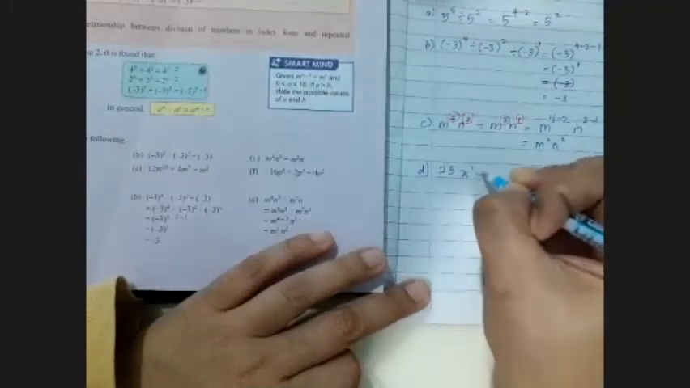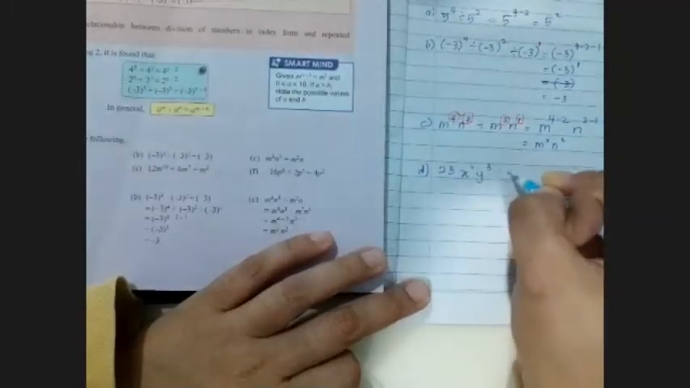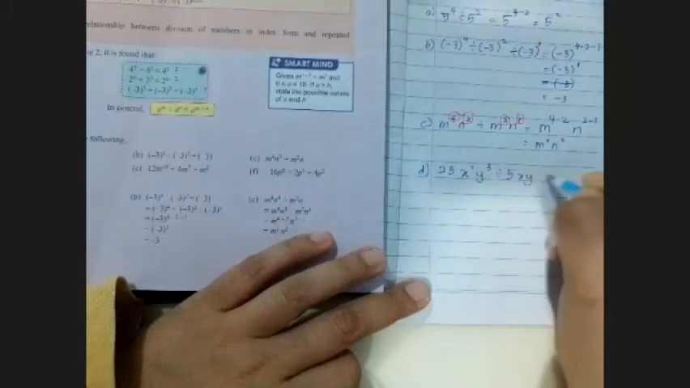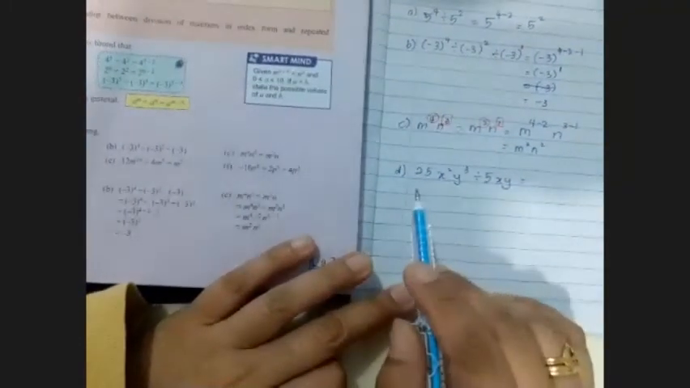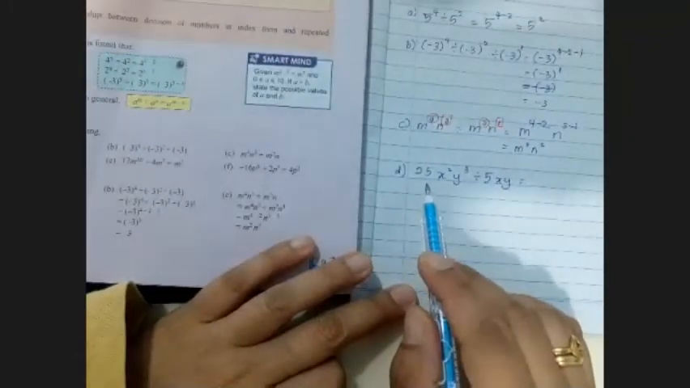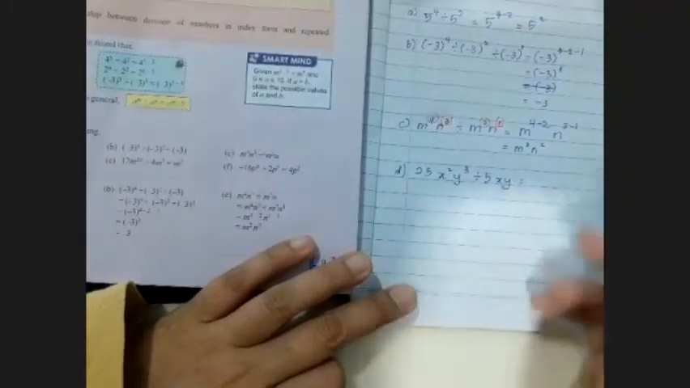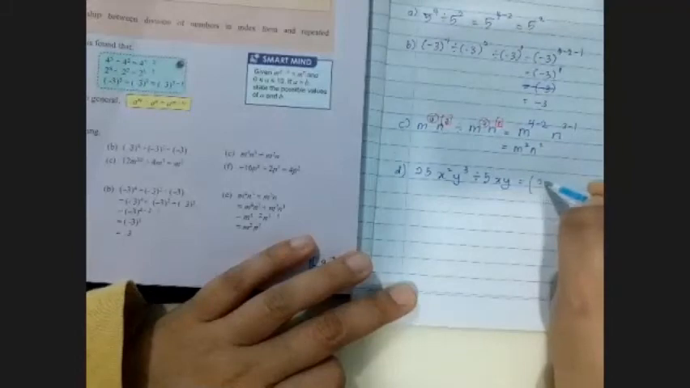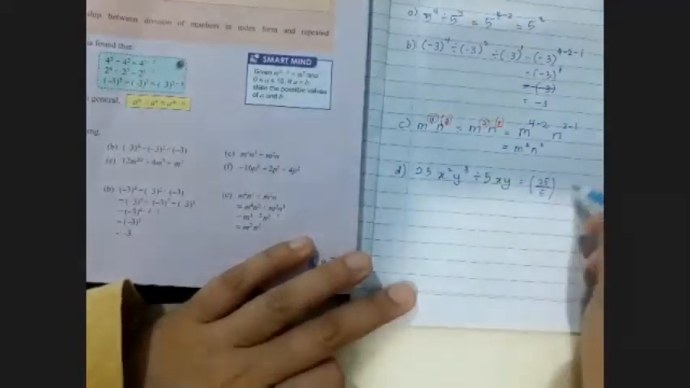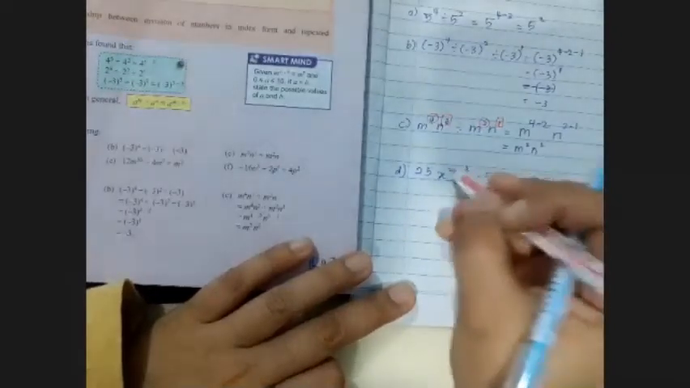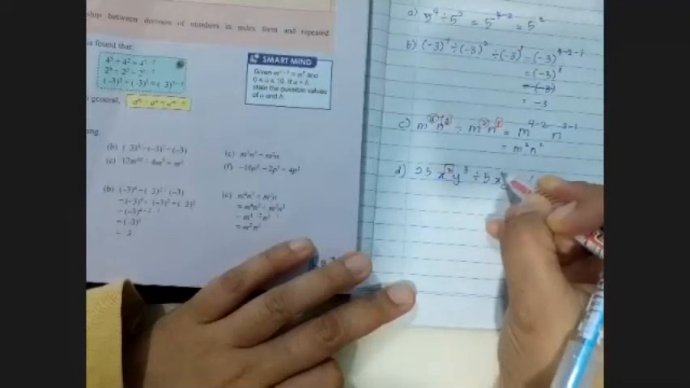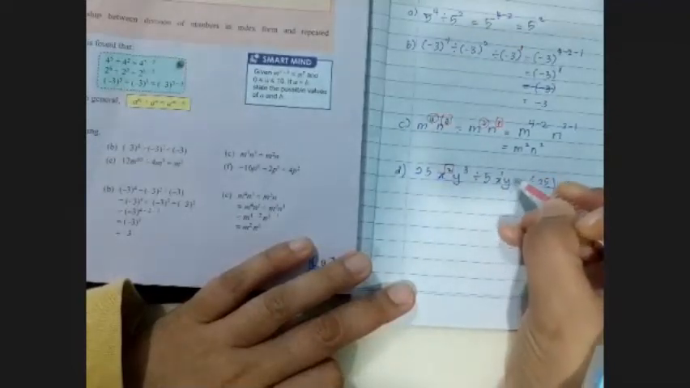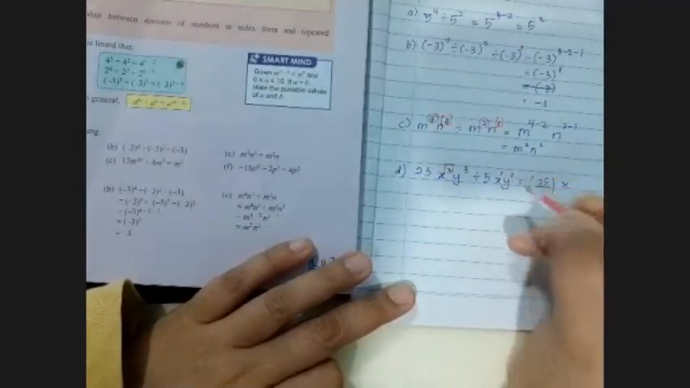25x squared y cubed divided by 5xy. Okay, we solve the number first. 25 divided by 5. And x, this is power of 2, and here power of 1. Y also power of 1.